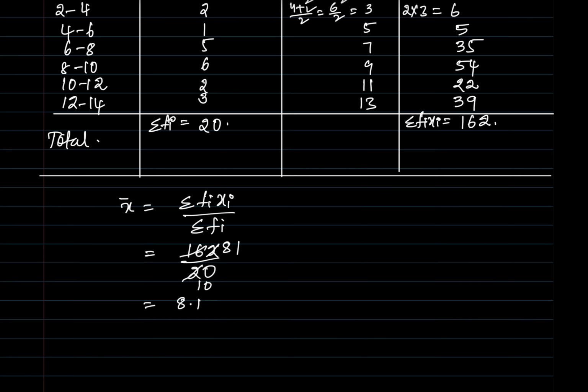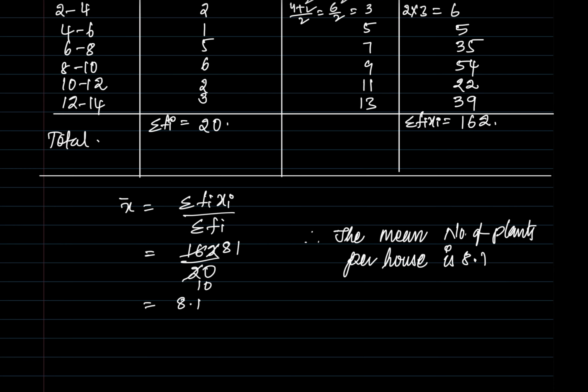So the mean number of plants per house is 8.1. And they asked why do you use the particular method. So here we are using the direct method.